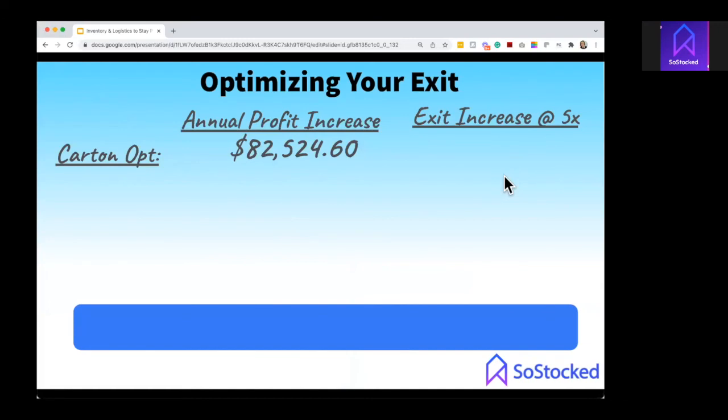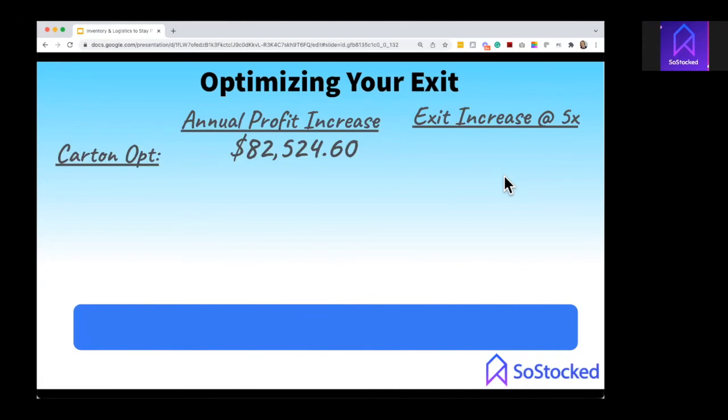As far as exiting, if you do plan to exit your business, these are things you should be thinking about within, I would say, 12 to 24 months of your exit, because your value is going to be based on how much money you make, right? So saving money and increasing profit helps to increase your exit valuation.